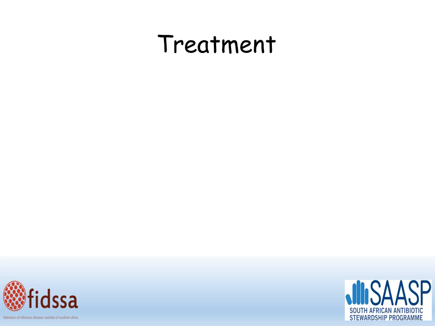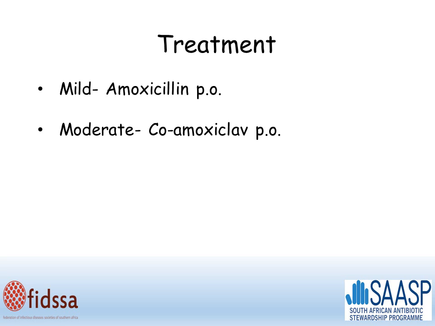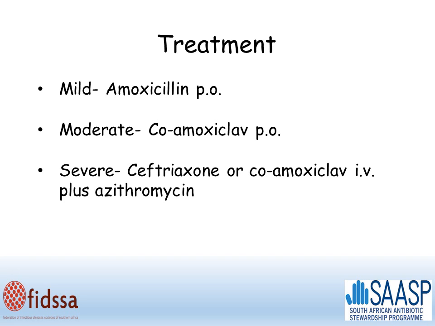When considering what treatments to use, it's important to take into account the severity scoring, as well as the clinical condition of the patient. If they have mild disease, then oral amoxicillin is usually appropriate. If they have moderate disease, then co-amoxiclav orally is appropriate. And in severe CAP, you should use an intravenous antibiotic, either ceftriaxone or co-amoxiclav, along with a macrolide, either azithromycin or clarithromycin, to treat atypical organisms.